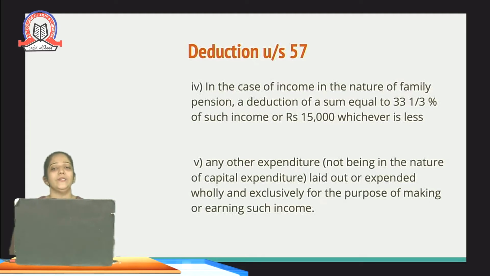Any other expenditures, not being in the nature of capital expenditure, laid out or expended wholly and exclusively for the purpose of making or earning such income, are allowed. Capital expenditures are not allowed as a deduction. For example, if an assessee purchases any machinery and claims that amount as a deduction, that is not allowed. Revenue expenditure, or any expenditure incurred to earn that income, will be allowed as a deduction from that particular specific income.